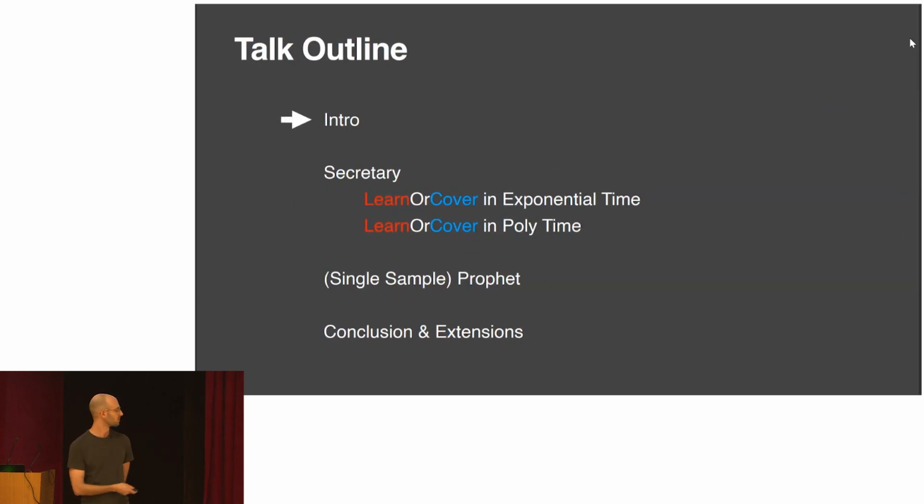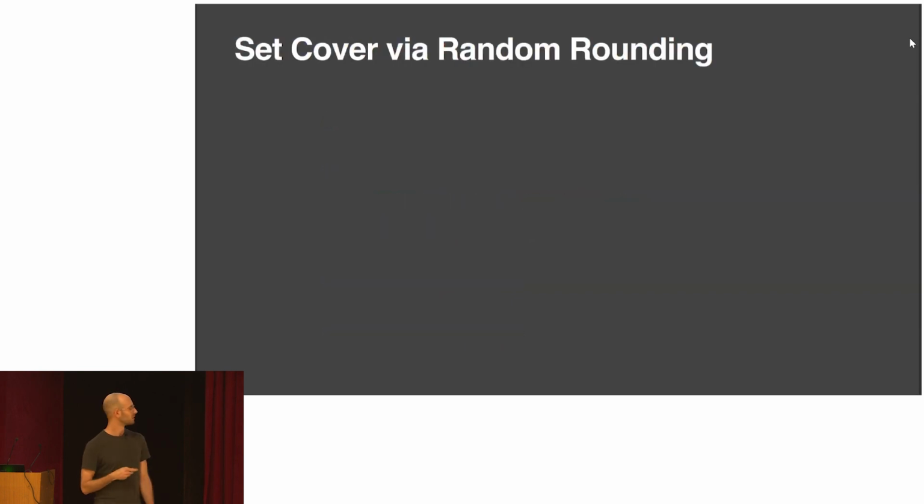Okay. So what remains, I'll tell you about the secretary problem, the secretary version of set cover first. The algorithm that we give is called learn or cover. I'll first show you an exponential time warm-up, which I hope everyone will be able to digest. Then I'll show you how to make this algorithm run in polytime, and then we'll do the profits and then conclusion and extensions. All right, let's jump in. So we had this question of where these two logs come from, and hopefully this will be clear soon.